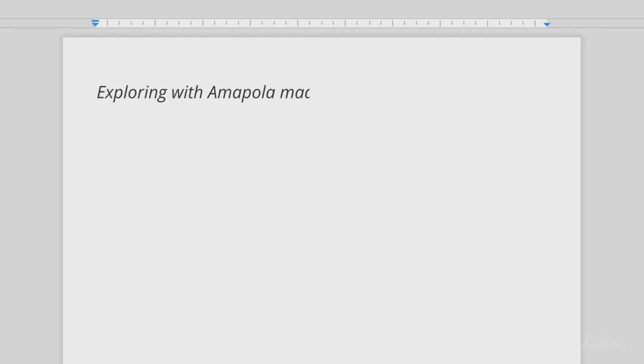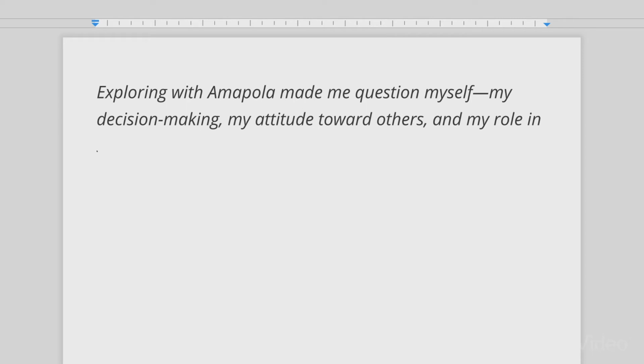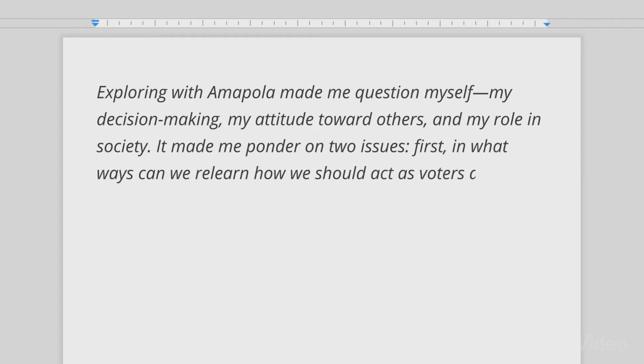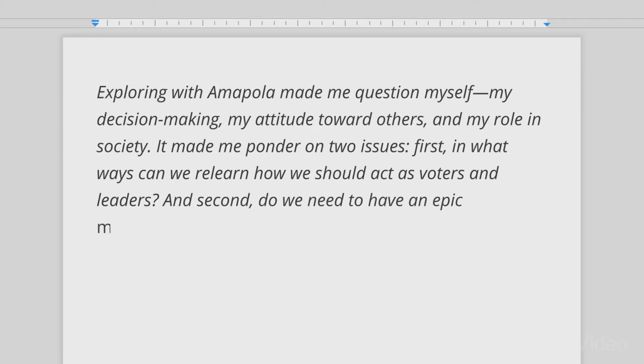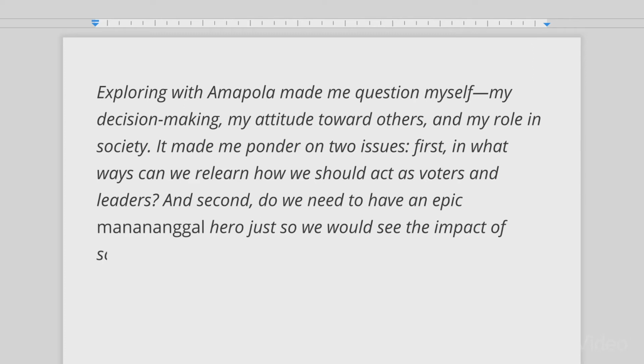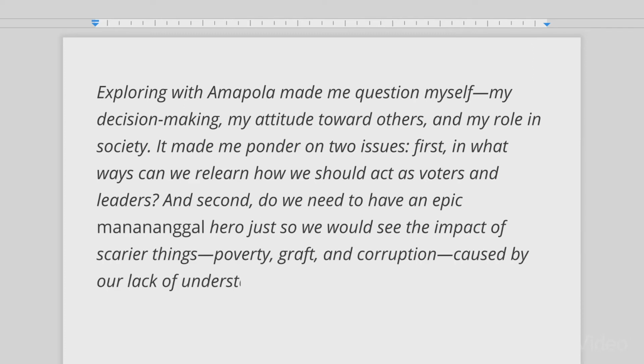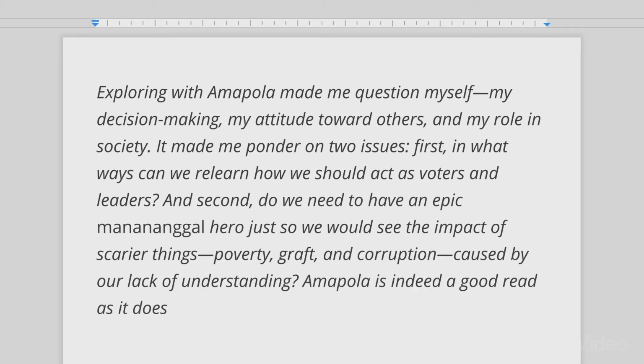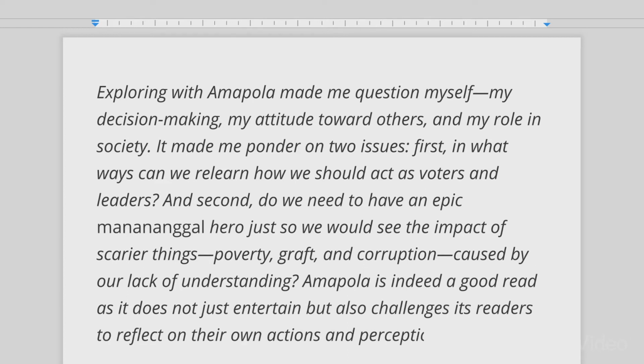Exploring with Amapula made me question myself, my decision making, my attitude toward others, and my role in society. It made me ponder on two issues. First, in what ways can we relearn how we should act as voters and leaders? And second, do we need to have an epic manananggal hero just so we would see the impact of scarier things? Poverty, graft, and corruption caused by our lack of understanding? Amapula is indeed a good read, as it does not just entertain but also challenges its readers to reflect on their own actions and perceptions.